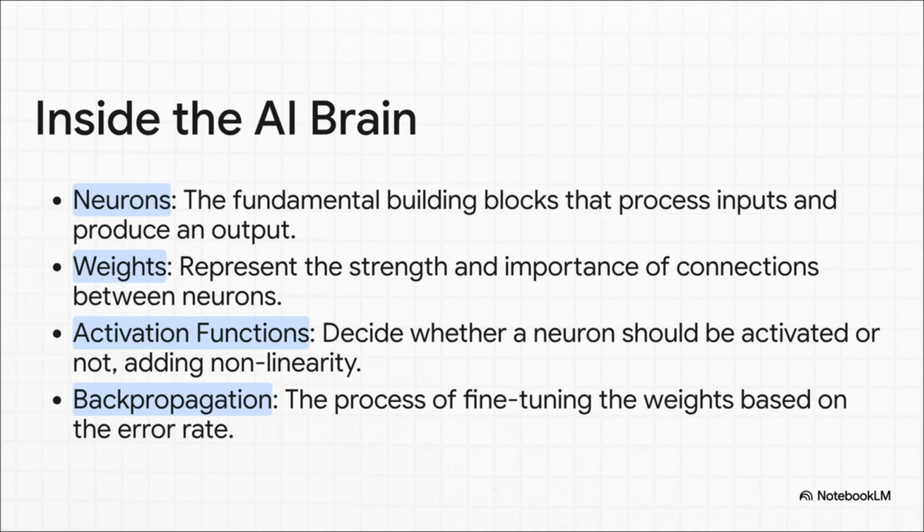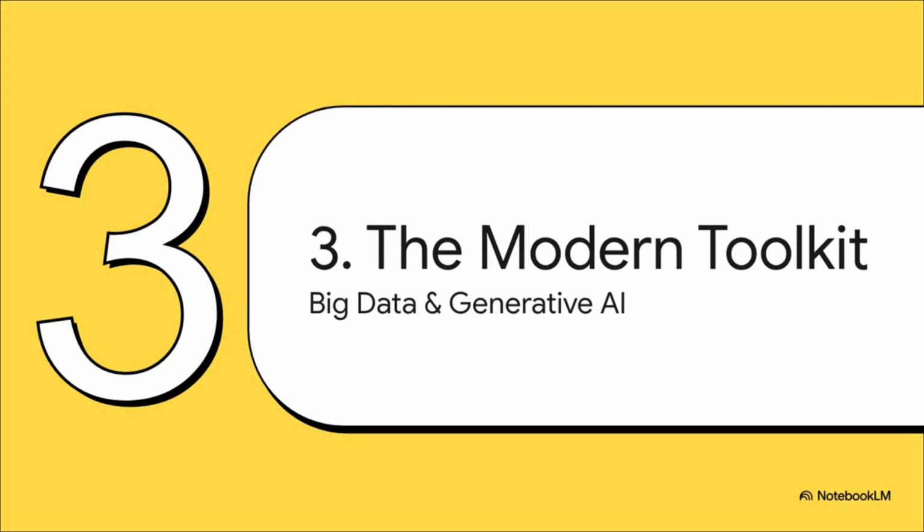Backpropagation is the AI doing exactly that. It adjusts its internal weights every time it makes a mistake, getting a little bit smarter with every single pass. We've got our basic AI engine built, but modern AI is playing a completely different ballgame.